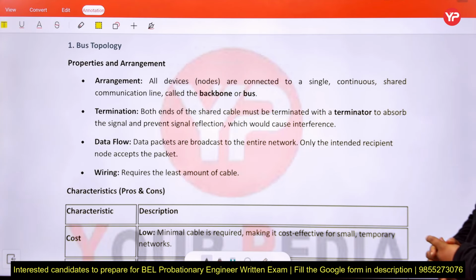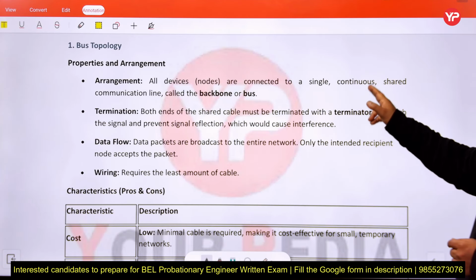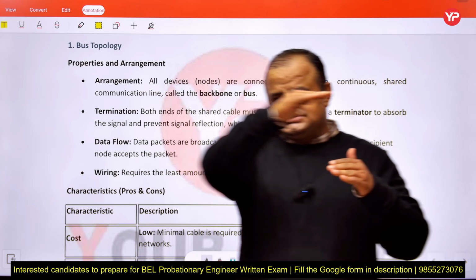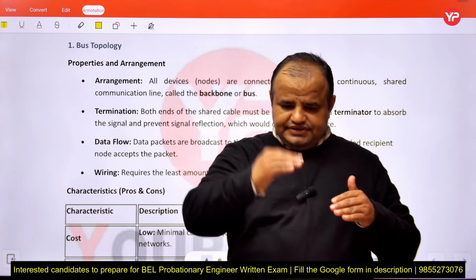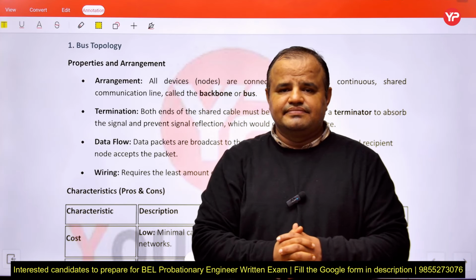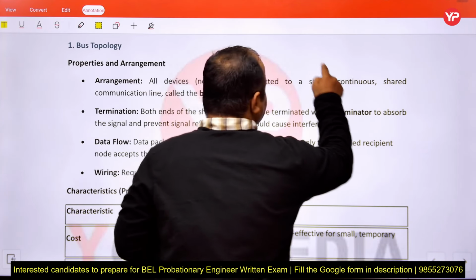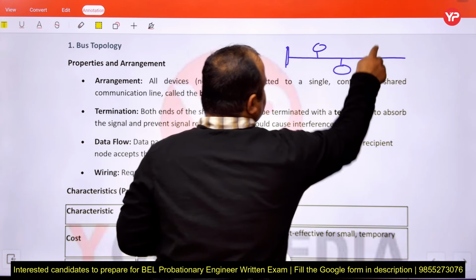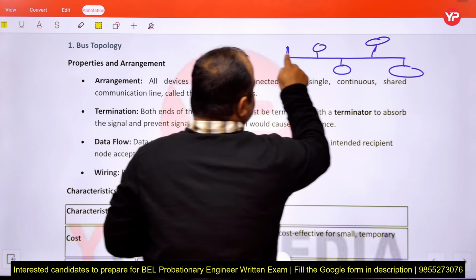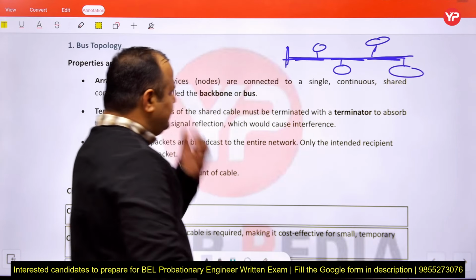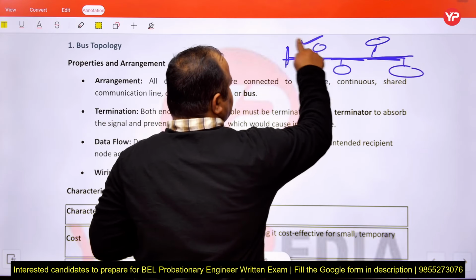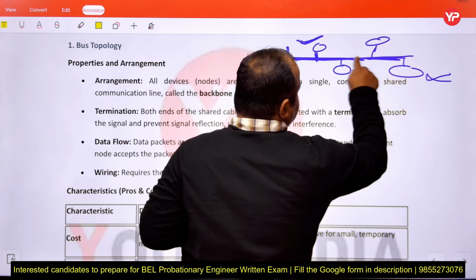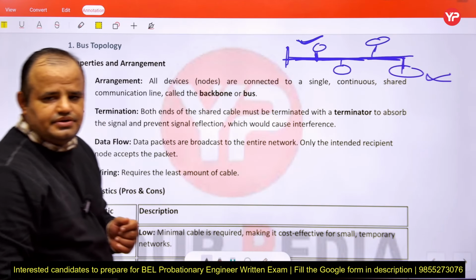Now bus topology. All devices are connected to a single continuous shared communication line called the backbone or the bus. It means we have a shared line, and different nodes are connected to this shared line. Here we have one node, here another node, and this line is called the bus topology backbone. Now if this station wants to send data to that station, it has to put the data on this link, and then the data is delivered to that node. That is called bus topology.